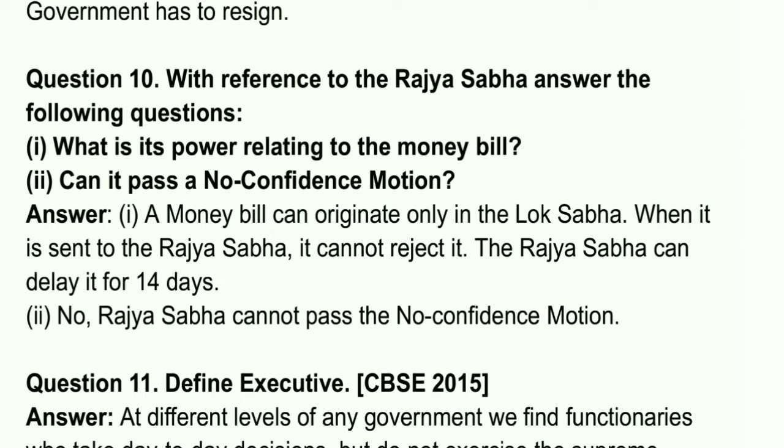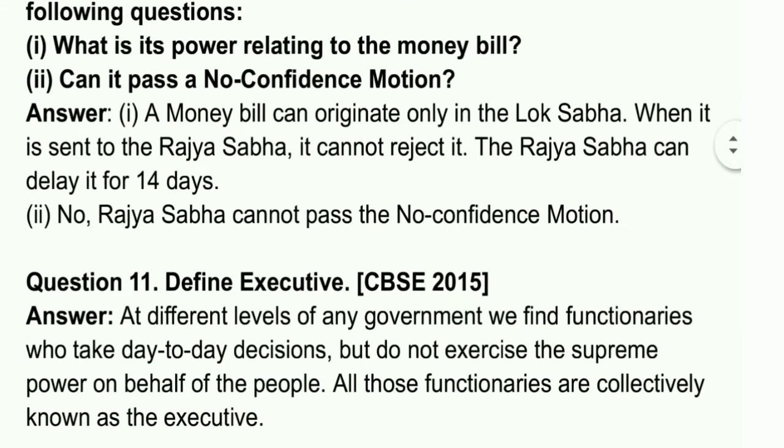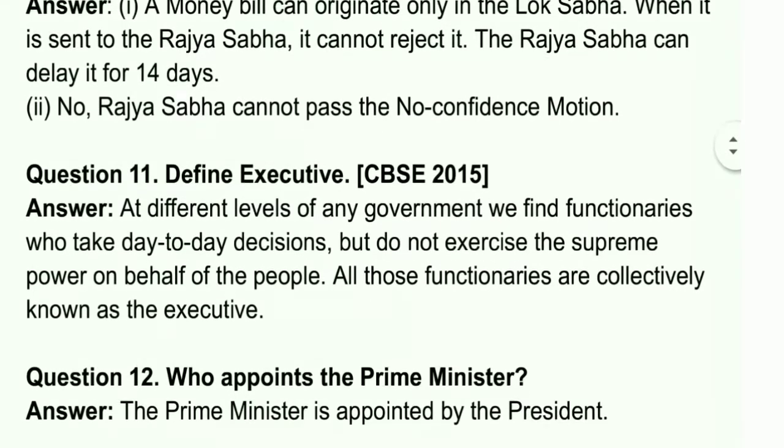Next question, with reference to the Rajya Sabha, answer the following questions. Question number 1, what is its power relating to the money bill? Can it pass a no confidence motion? Answer, a money bill can originate only in Lok Sabha. When it is sent to Rajya Sabha, it cannot reject it. The Rajya Sabha can delay it for 14 days. No, Rajya Sabha cannot pass the no confidence motion.